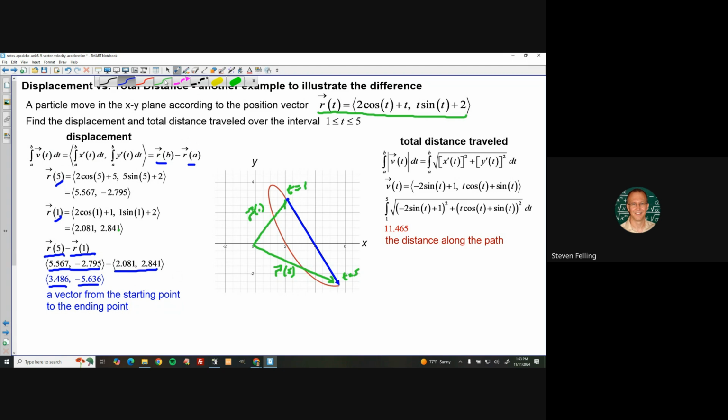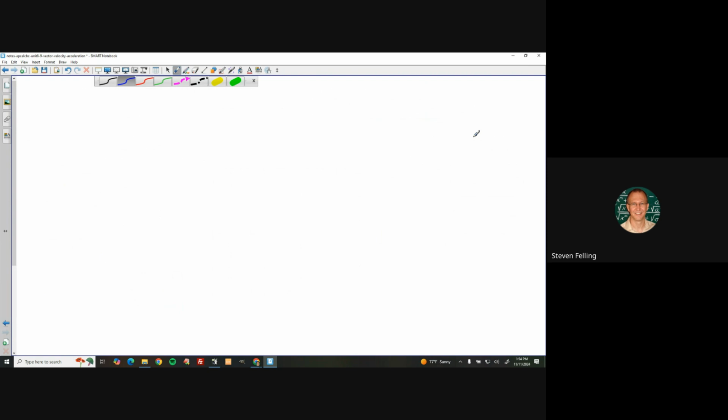On the other hand, if we do the antiderivative of the speed, the magnitude of the velocity vector, that's giving us the arc length. And when you get that, you get 11.465, which is the distance along the path. Okay, so that's the kind of conceptual difference between displacement and total distance traveled. Hopefully that helps you to understand the difference. Okay, that's it for the last video for this portion of the course.